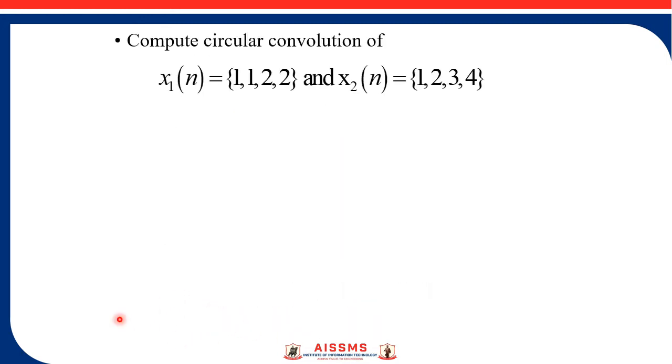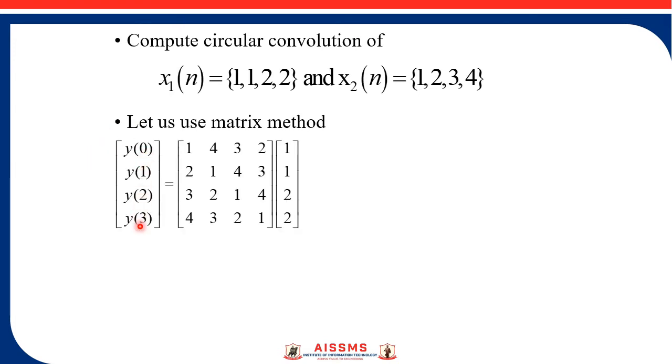Now let us compute circular convolution between the same sequences. For computing circular convolution, I am going to use the matrix method. Now to compute circular convolution using the matrix method, if you see this formula and the LHS of this equation, there is a y vector, that is the output vector, which contains y0 to y3. That means 4 samples. Now the input sequences contain 4 samples, so the output sequence also contains 4 samples if you compute the circular convolution.